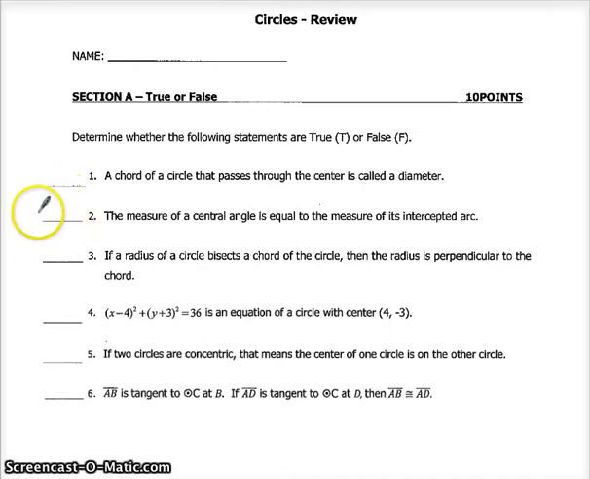The chord of a circle that passes through the center is called diameter. Yes, I can't see that. What's going on? Oh, I know why. Oh, that's really big. Okay.